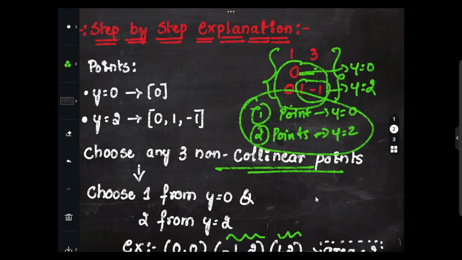2 points means we are considering 2 points from y equals 2, right? So total area would be base into height, right? Base into height, in this case the base will be 2 and the height is always 2, we know this one, right? For the triangle, area equals base into height, which we will be considering. Height is always 2, they have mentioned in the question.